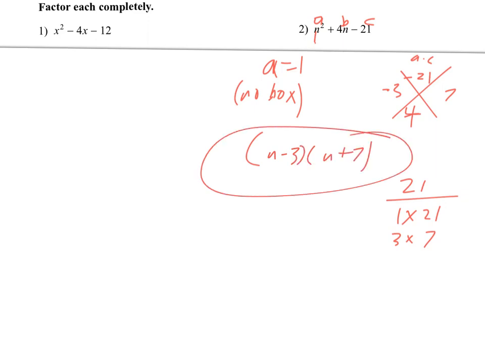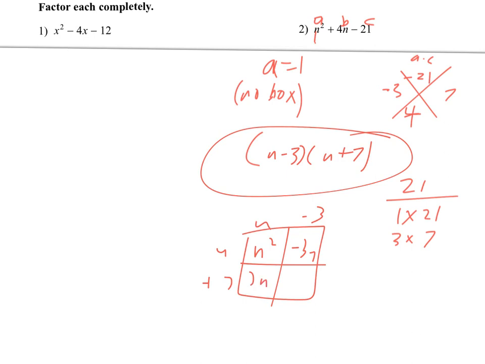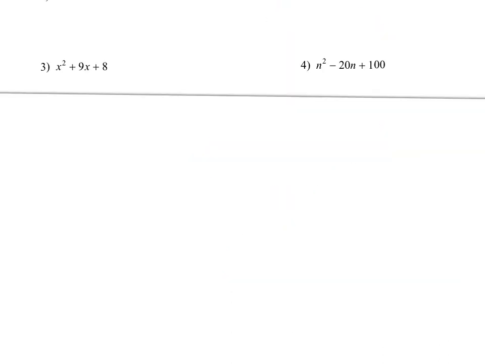So that's my answer. If you want to check your work on this, you can always multiply with a box here. And so this would give you n squared minus 3n, 7n, and negative 21. And so if you're going to combine like terms, then you get 4n minus 21. And so that checks out because that was the original question we were trying to do there. So that just means this is the correct answer.